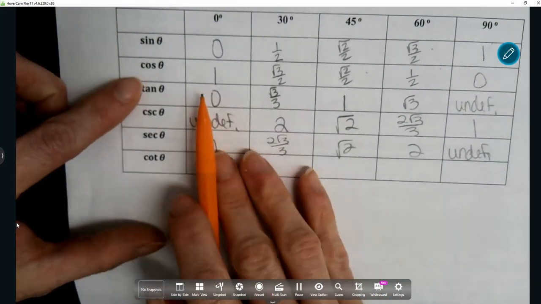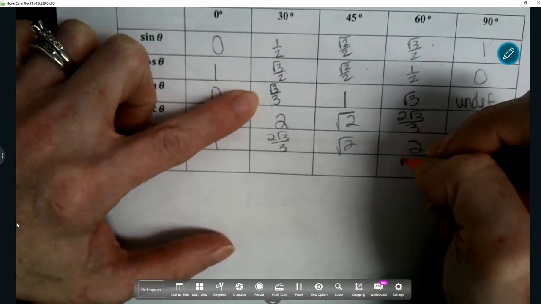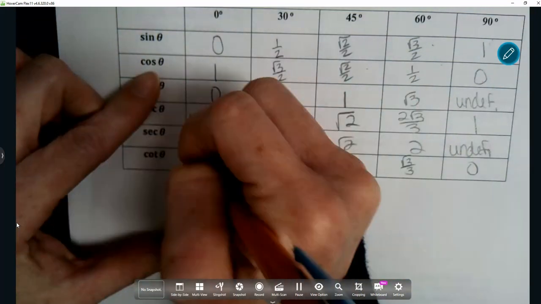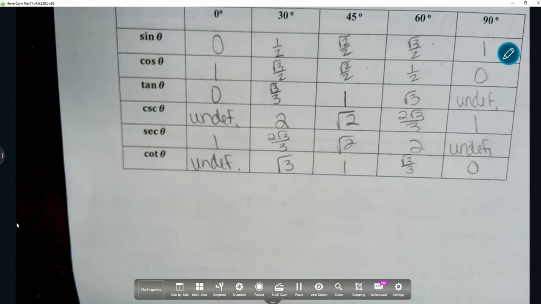Cotangent, you can do 2 ways. You can do reciprocal of tangent, or they are cofunctions. So it's just your tangent reversed. So a couple different ways to get that.